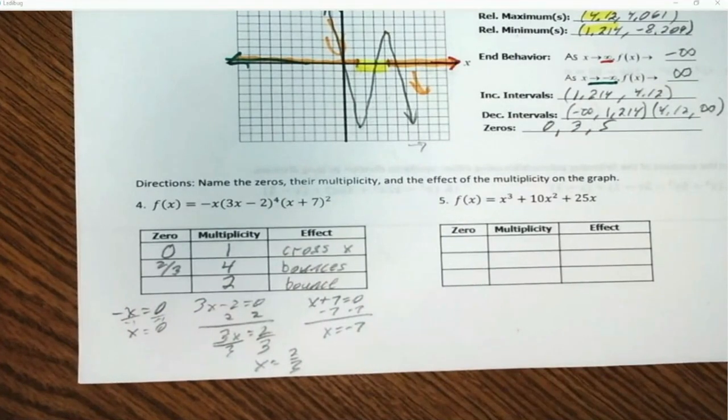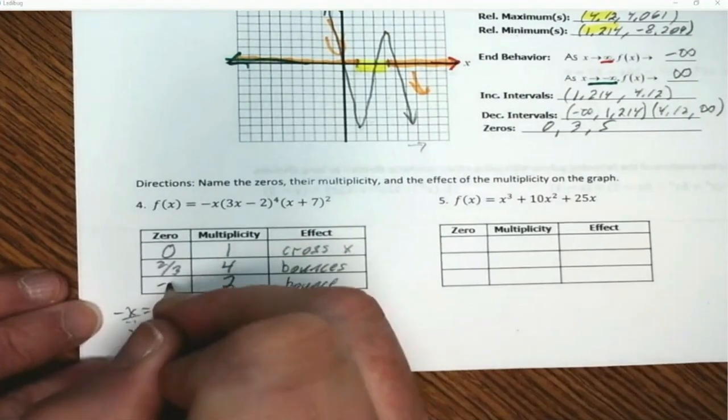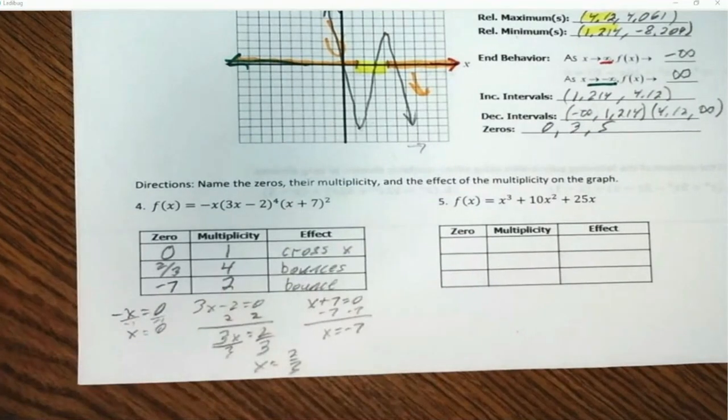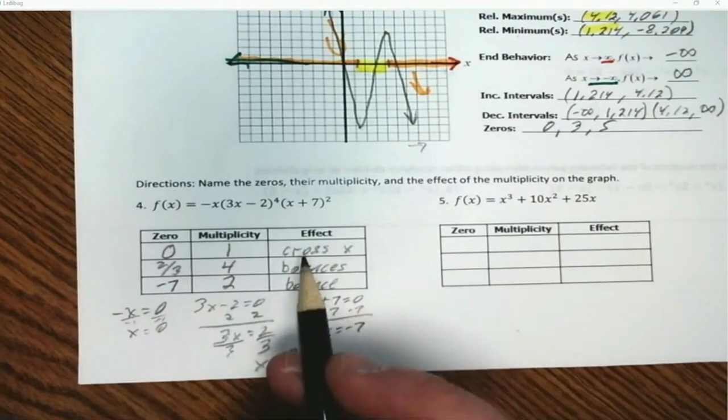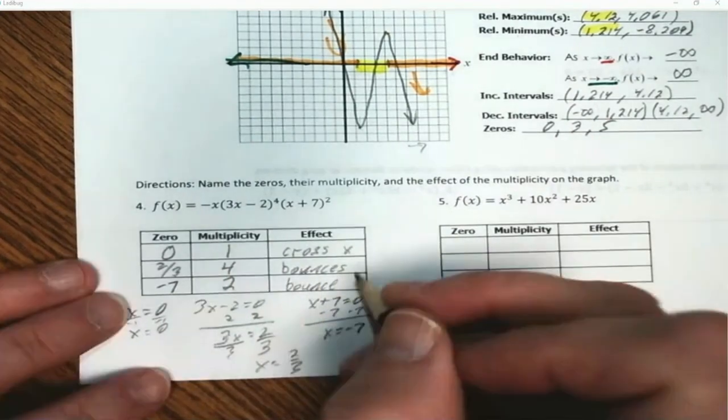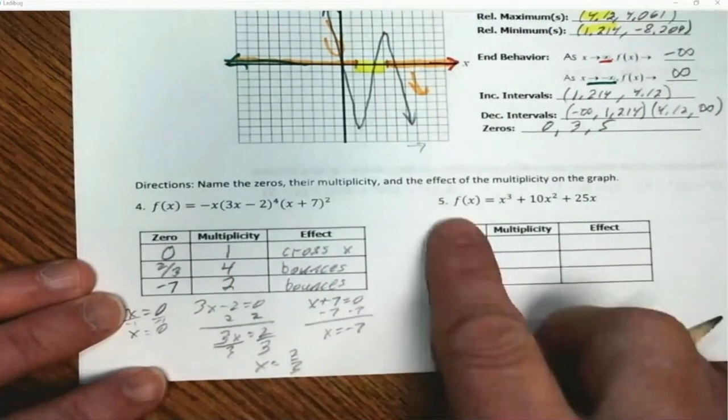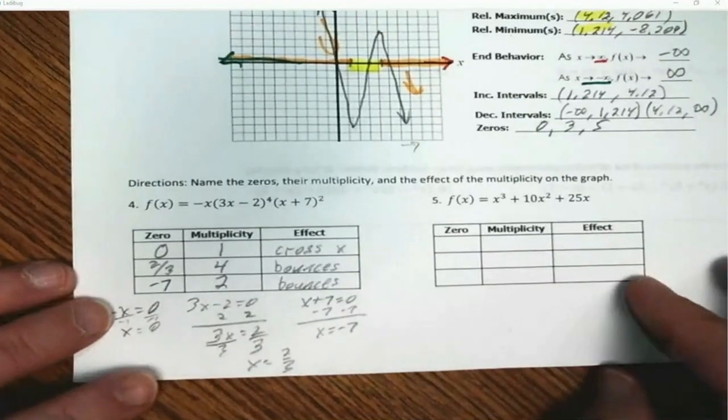X equals -7. So -7 is the last zero. So there's our 3 zeros, there's the multiplicities, there's the effect: crosses the x, bounces, bounces. All right, this one, a little trickier.